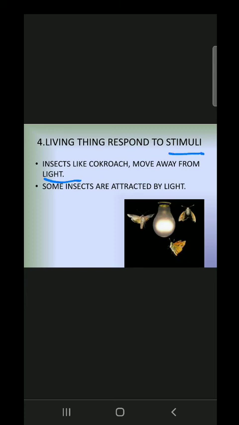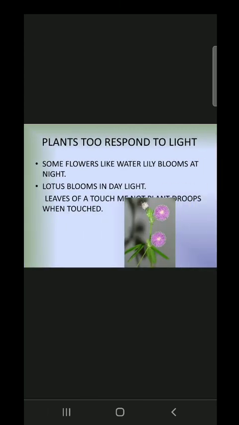Some insects are attracted by light as well, as we all know the fireflies. They are attracted by lights. So, plants too respond to light. Some flowers like the water lily bloom at night, while the lotus blooms in the daylight. Leaves of the touch-me-not plant drop when they are touched. So these are the adaptational features that are exhibited by plants.